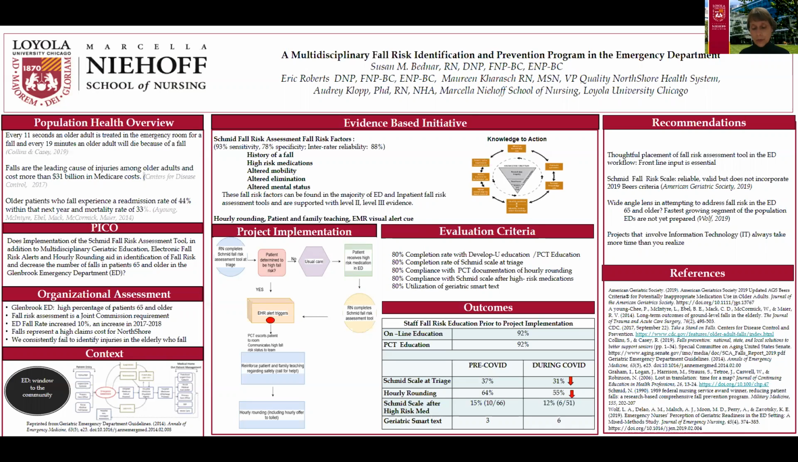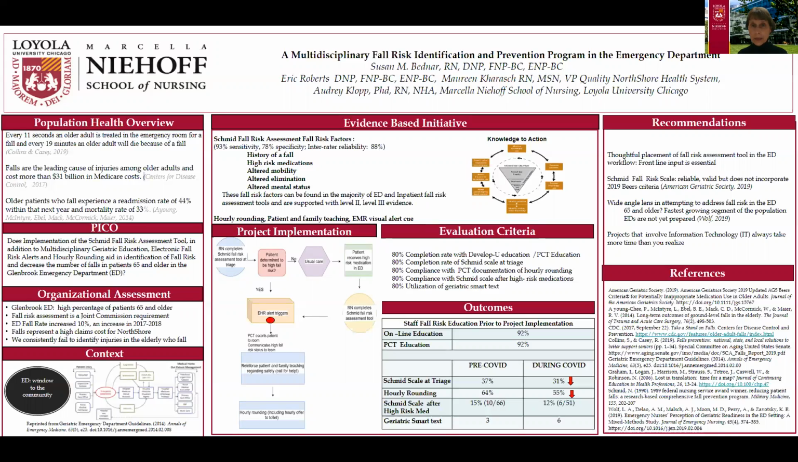I chose the Schmidt Fall Risk Assessment tool because it has established reliability and validity, and though it's an older tool, the fall risk factors that comprise the tool can be found in the majority of both ED and inpatient fall risk assessment tools. It's also well supported with level 2 and level 3 evidence in the literature. I utilized Graham's knowledge to action theory because it incorporates that wide-angle view of fall risk that I think is so important. The education prior to the project implementation included multidisciplinary online geriatric fall risk education and then PCT hourly rounding sessions. These were live sessions.